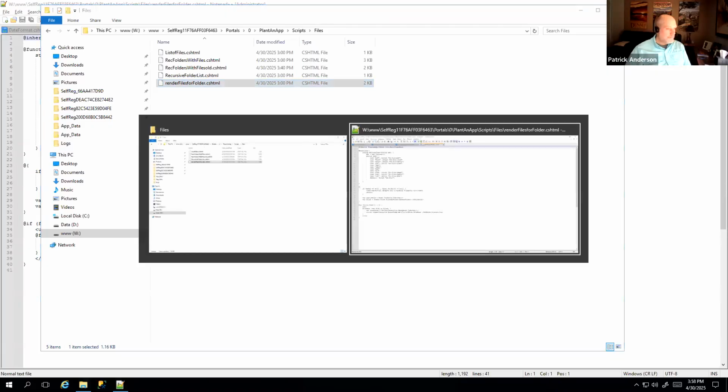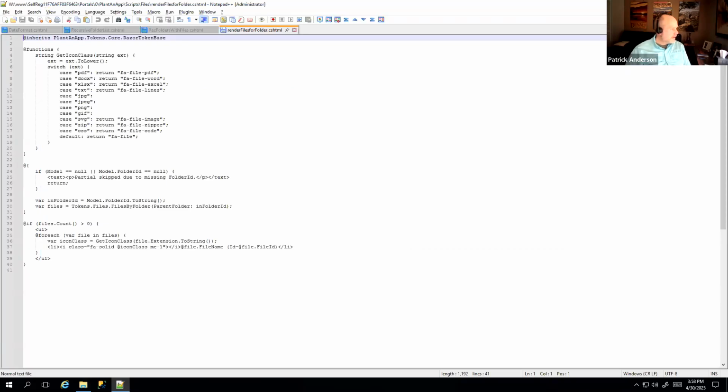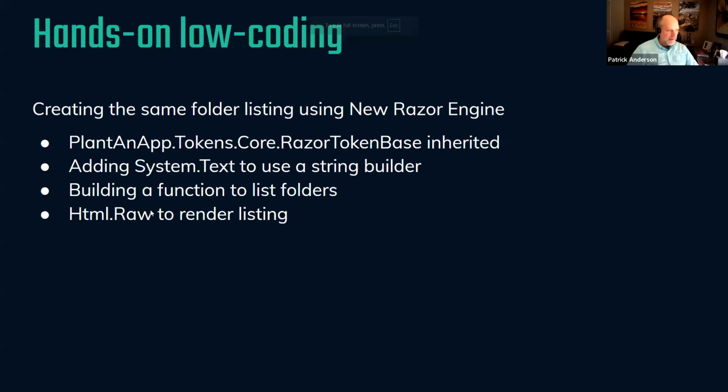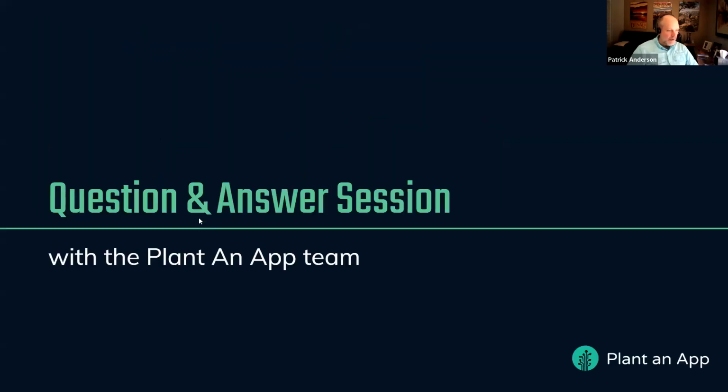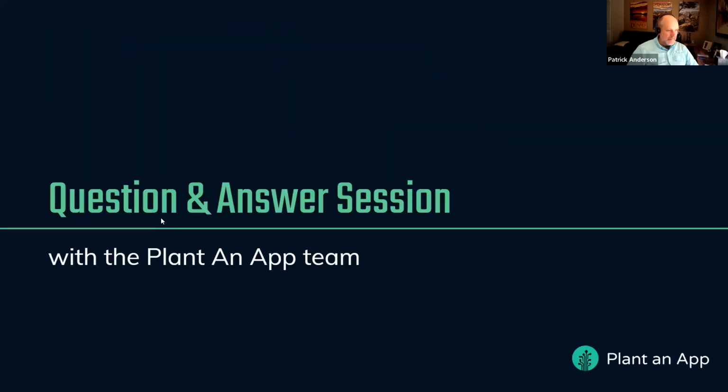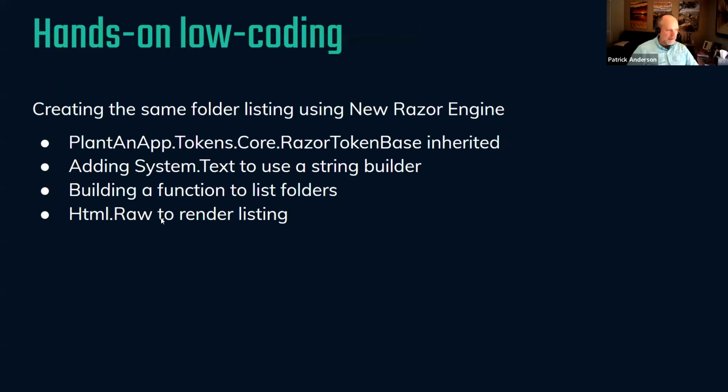Let's go back to the presentation so that we can wrap it up here. So we did the portal folders, and then I mentioned that this line has to be at the top for the new Razor engine. We built functions. And then, oh, I thought I had one more slide here, but I guess it didn't get unhidden, I suppose.